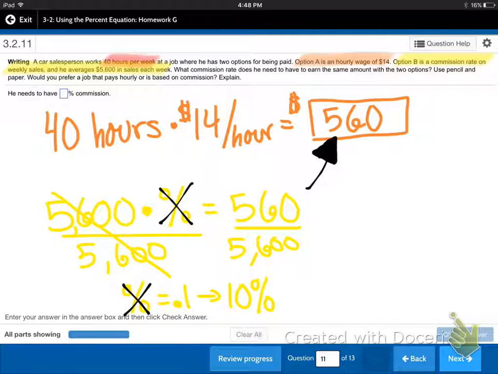So that's our cutoff point. If he makes 10%, he breaks even between the two options. Anything more than 10%, he does better on commission. Anything less than 10%, he does better at the hourly rate. All right? Let me know if you have any questions.